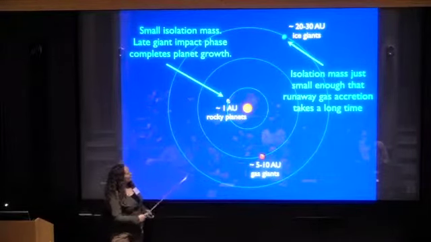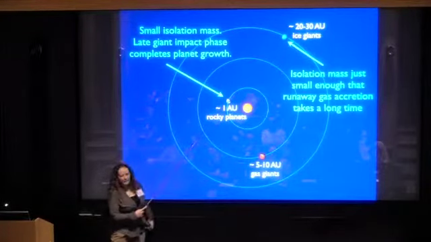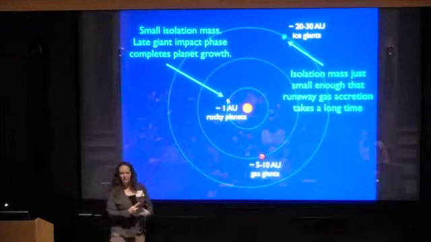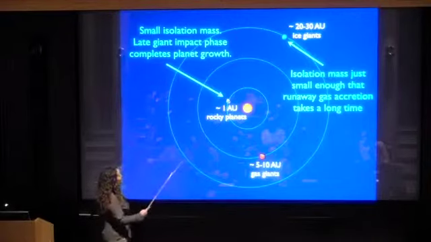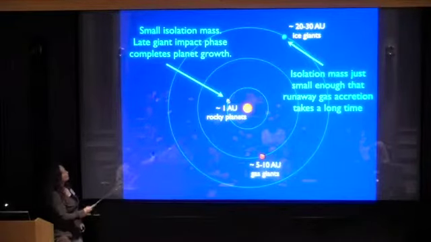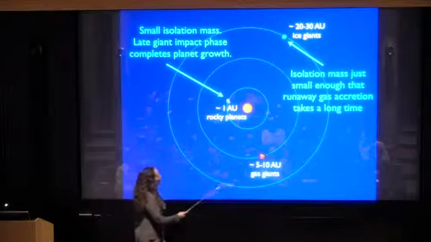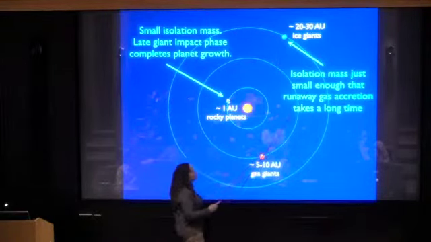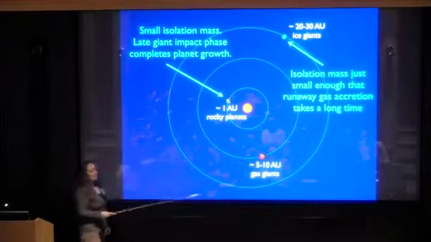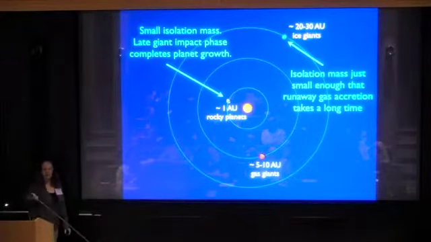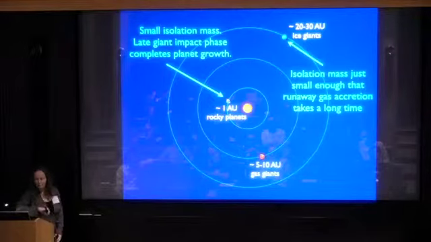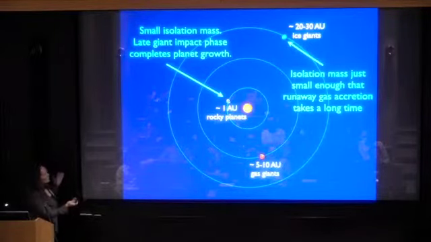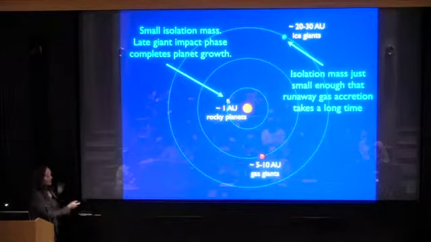And then in order to complete the growth of the rocky planets, there was a giant impact phase. That's why we have the moon. You had a big collision when the isolation masses destabilized and had a final phase of growth. Meanwhile, in the outer system, the isolation mass was just small enough that runaway gas accretion takes a long time. That allowed it to stick around for long enough without going runaway for the disk gas to dissipate.